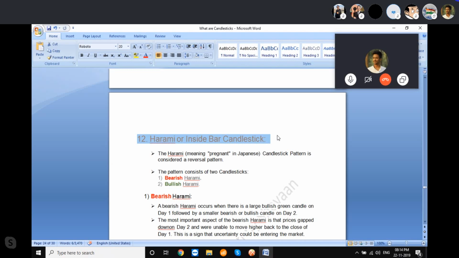So basically, what exactly does harami mean in candlesticks? In Japanese, it means a pregnant woman, how she looks. So people used to call it harami in Japan. And the next is the inside bar candlestick. Exactly both are the same.